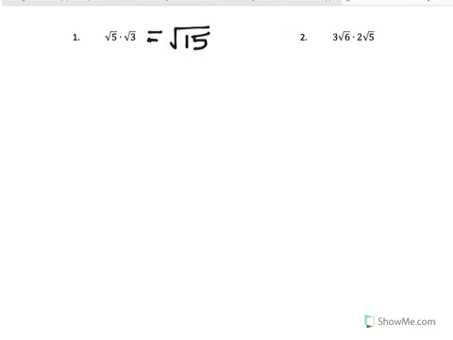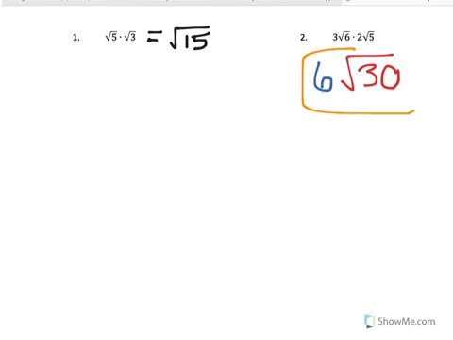For number 2, we have 3 radical 6 times 2 radical 5. So we multiply the numbers that are outside of the radical together. So 3 times 2 is 6. And then we multiply the radicands together. And the square root of 6 times the square root of 5 is radical 30. And that is your final answer because 30 has no factors that are perfect squares.